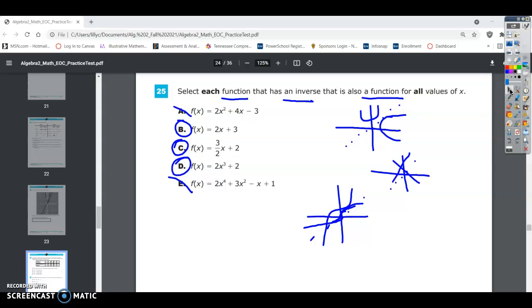But if you remember your key features and some certain things about functions, the general shape of those functions, and you remember that an inverse is a reflection across the y equals x, then that will help you quickly determine which ones are correct and which ones are not. So for number 25, the correct answers are B, C, and D.